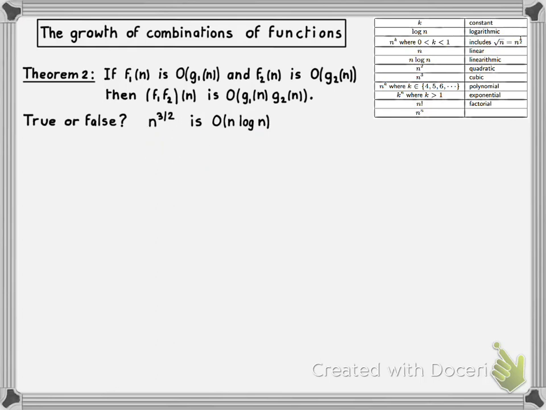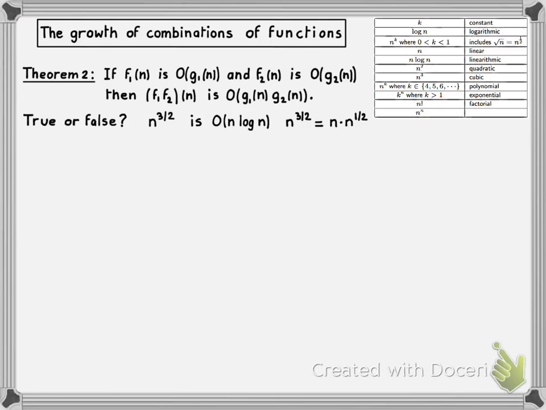But to answer this question, we're going to rewrite this function as the product of n and n power 1/2, or square root of n. Now, clearly, this part of the function is identical to this part of the upper bound. So all we have to do is to compare the log n function with the square root function.